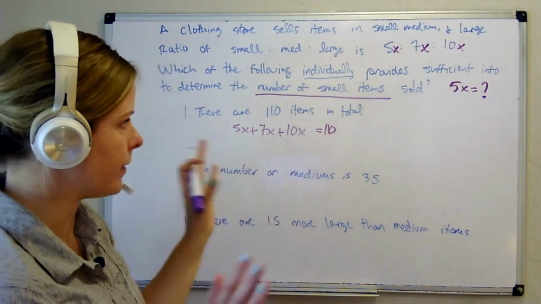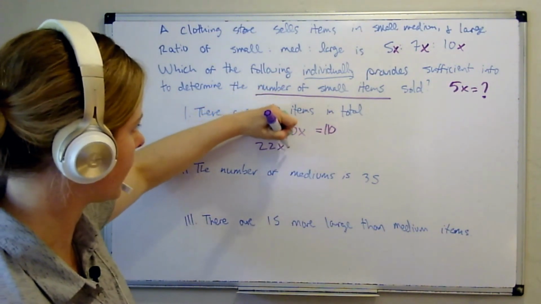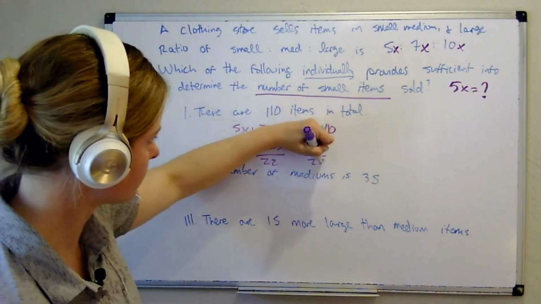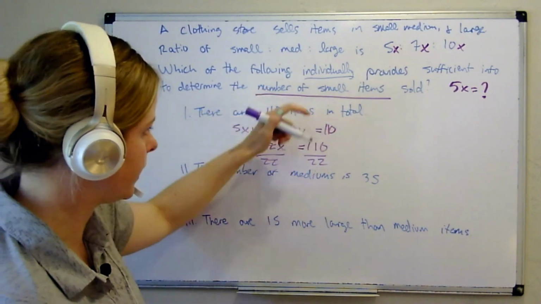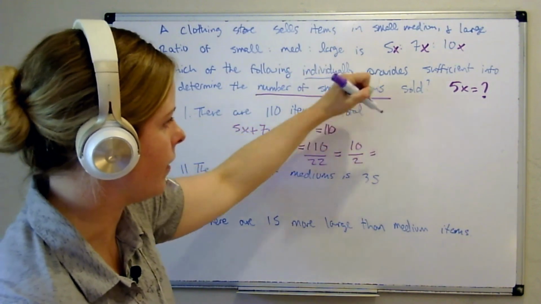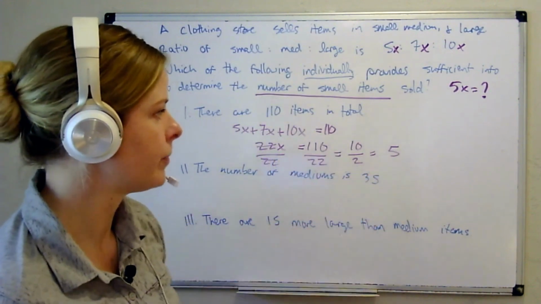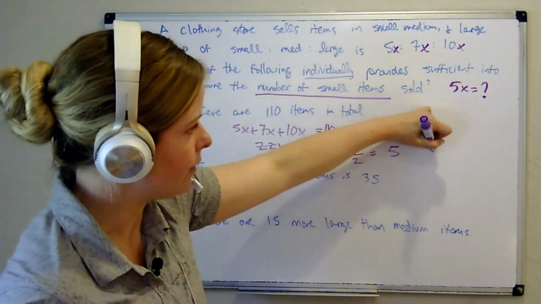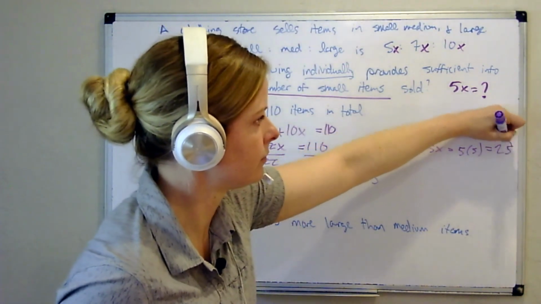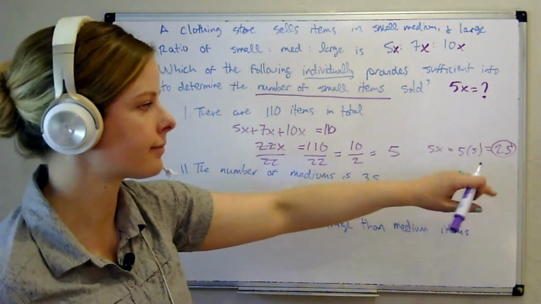Now, just solve this like you'd solve any other algebraic equation. And here, just adding these up, we get 22x is equal to 110. Divide both sides by 22. I see that they've got an 11 in common, so I'm going to take out that 11 on the top and the bottom, and then just do this simple division. I find out that x is equal to 5. So if x is equal to 5, then 5x is going to be just 5 times 5, which is 25. So this is my number of small items that were sold.